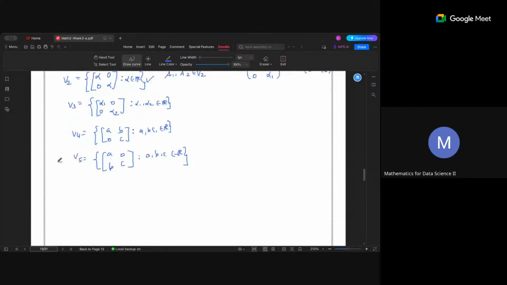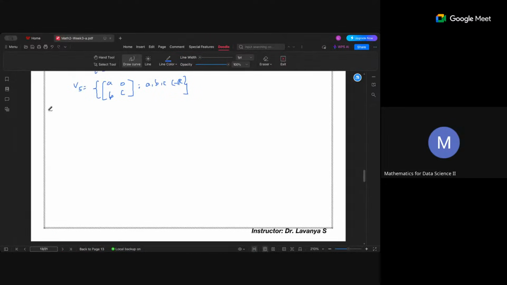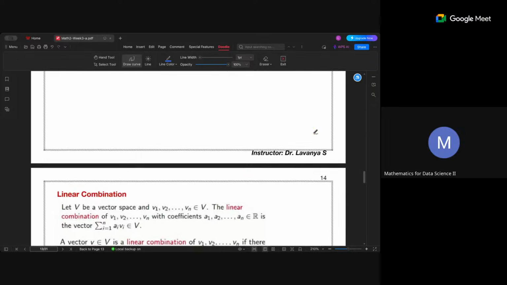Okay, fine. So here I give you a simple homework. Try this one. Let's say V is equal to the set of all [a, b; c, d] such that a plus d is equal to 0. Is this a subspace? You have to verify. Is this a subspace? Verify this.